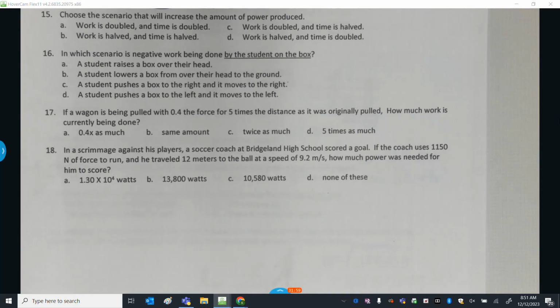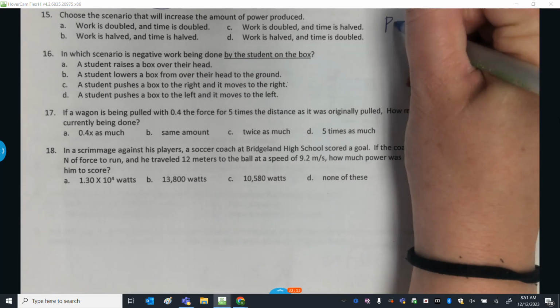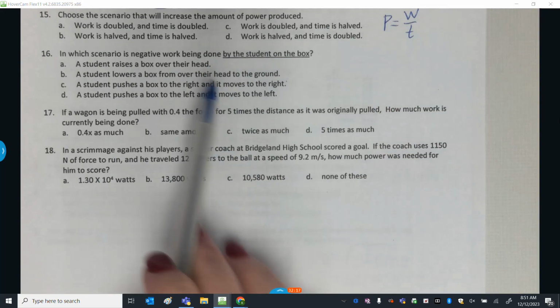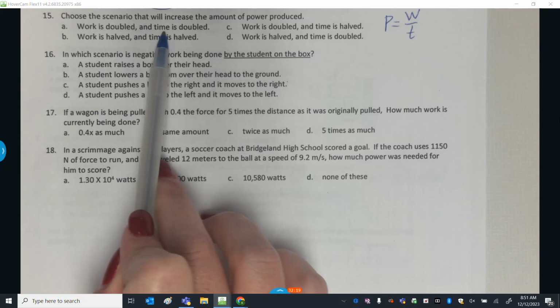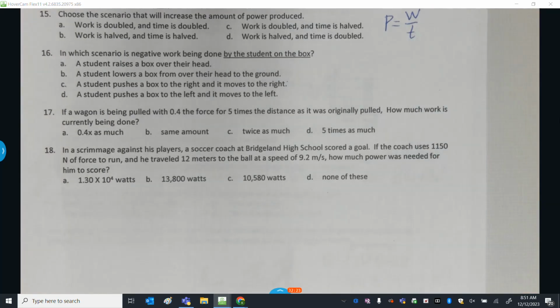All right, number 15, 89% of you got this one right, so you guys did pretty good on it. It says, choose the scenario that will increase the amount of power produced. And so just as a reminder, power is work divided by time. And if we read the answers, it says work is doubled, time is doubled. Well, guys, if I change both of these by the same factor, not going to change my power.